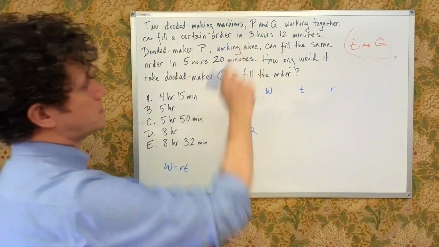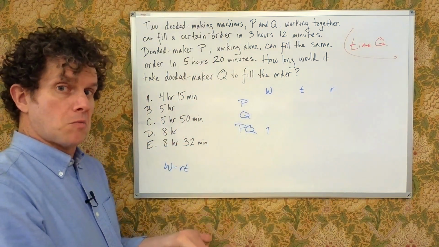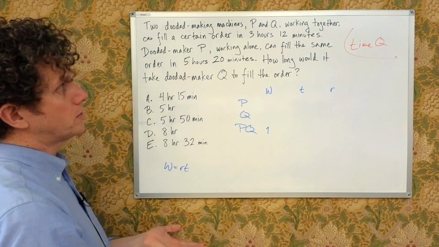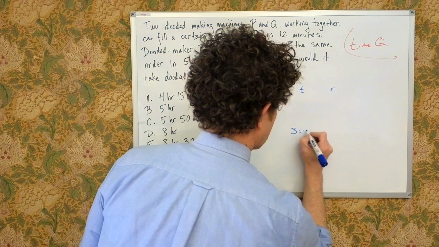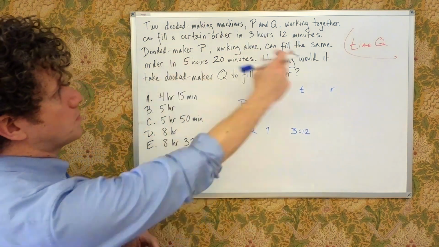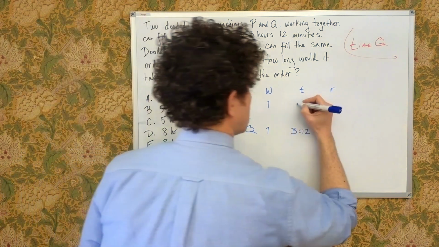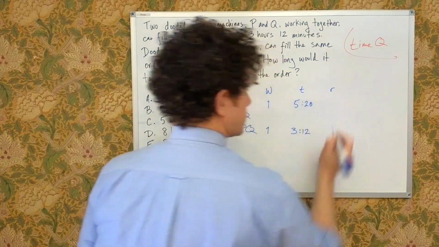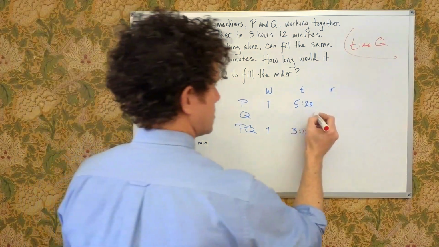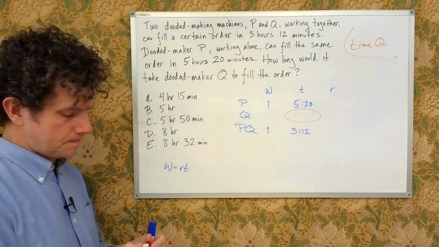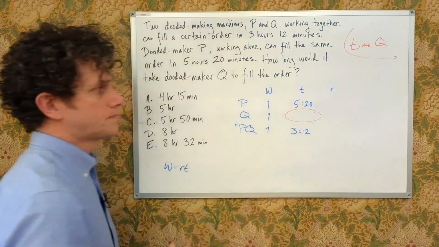What do I know? P and Q, when they work together, they do one order. Whether that's large or small, we don't know. They do one order in 3 hours and 12 minutes. And when P works alone, it does one order in 5 hours and 20 minutes. And we are here for that time when it comes to just one job.